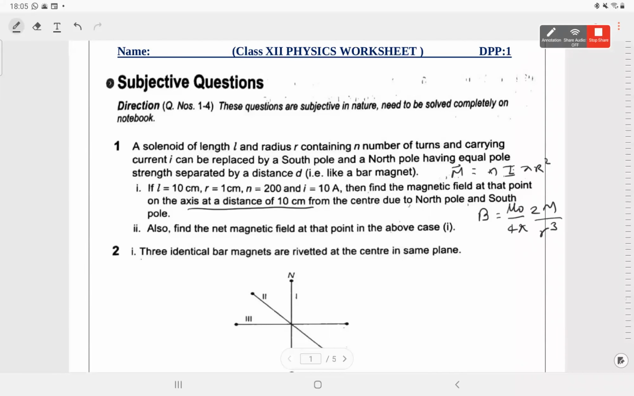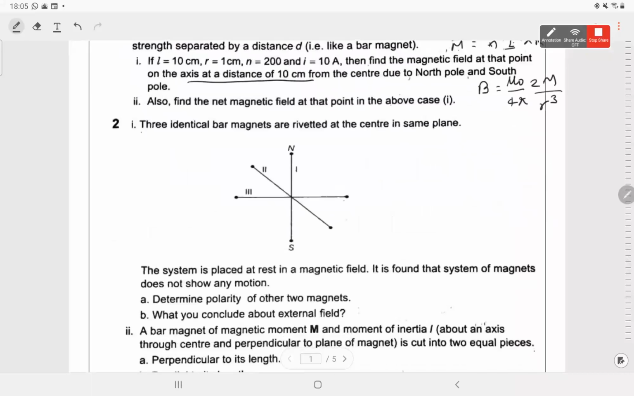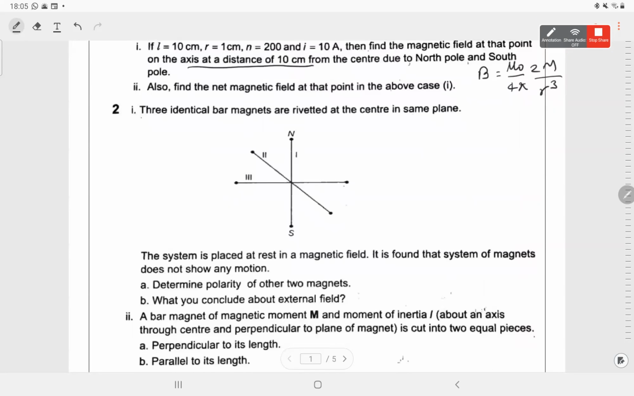Fine. Next is the second question. Three identical bar magnets are riveted at the center in the same plane. The system is placed at rest in a magnetic field. It is found that the system of magnets does not show motion. Determine the polarity of the other two magnets. If they do not show any motion, that means the net dipole moment has become zero. How will the net dipole moment become zero? If this is north and south, the other has to be south and north like this. So whatever the value of the dipole moment of these two, the same is cancelled by the third one.